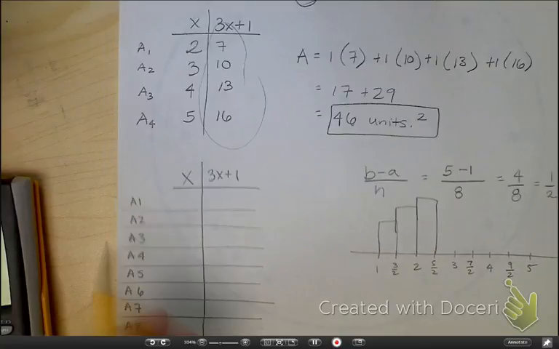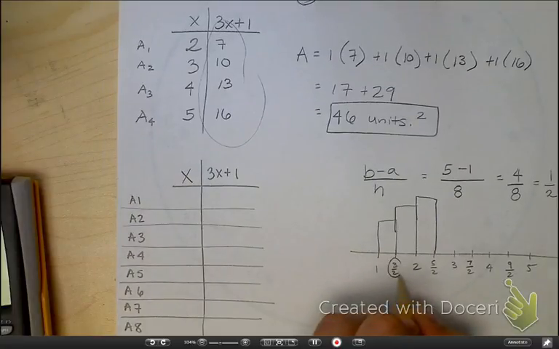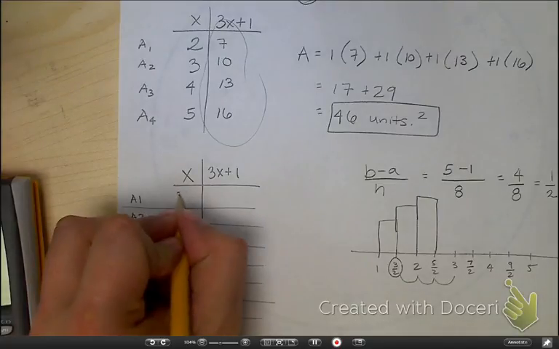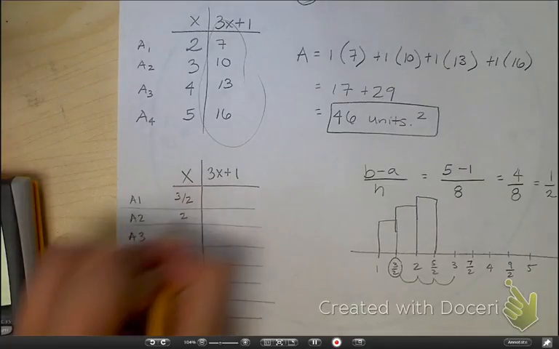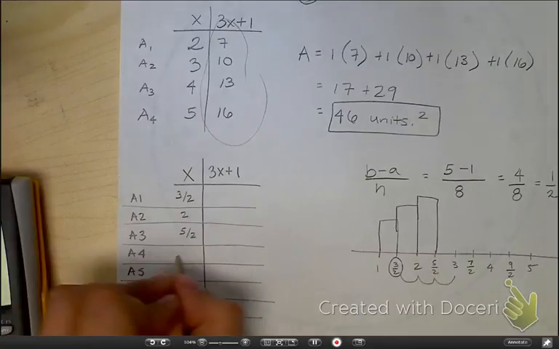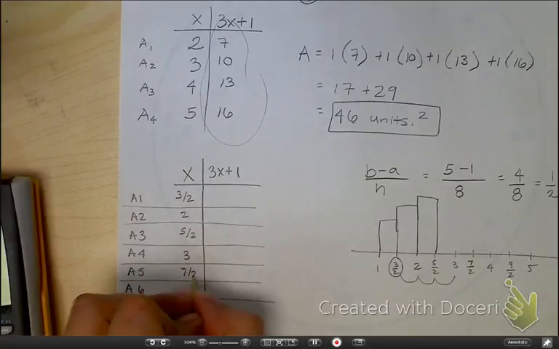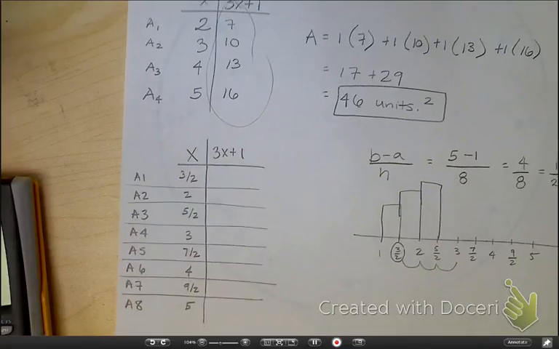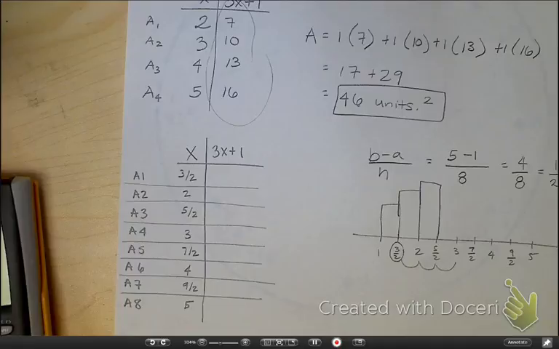So I've created a little chart. The first number I'm going to plug in is 3 halves, then 2, then 5 halves, then 3, and so on and so forth. So let me just write these down: 3 halves, then 2, 5 halves, then 3, 7 halves, then 4, 9 halves, then 5. So these are the x values of the right endpoints, which I will then use to find the height of every rectangle from the right.